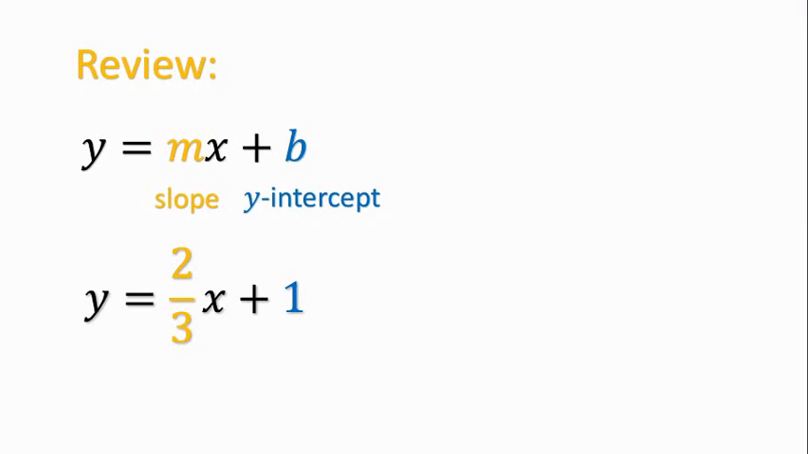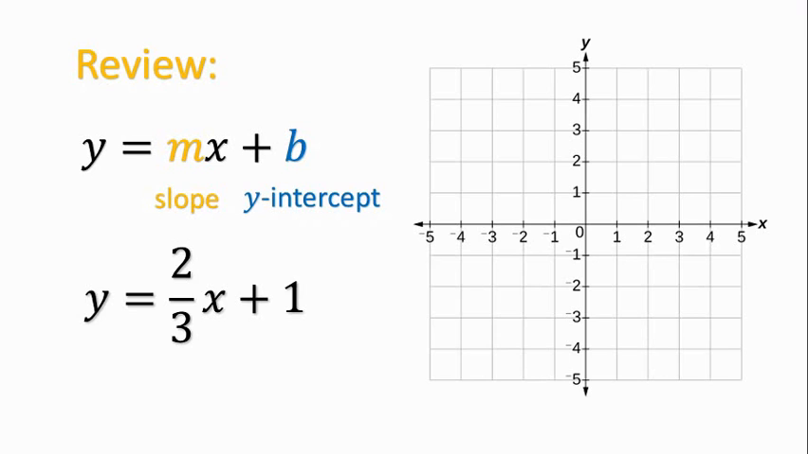If we want to show its graph, we can start with the y-intercept at 1 and look for another point using the slope. So as y increases by 2, x increases by 3. And we can connect these 2 points and show the graph of the line.